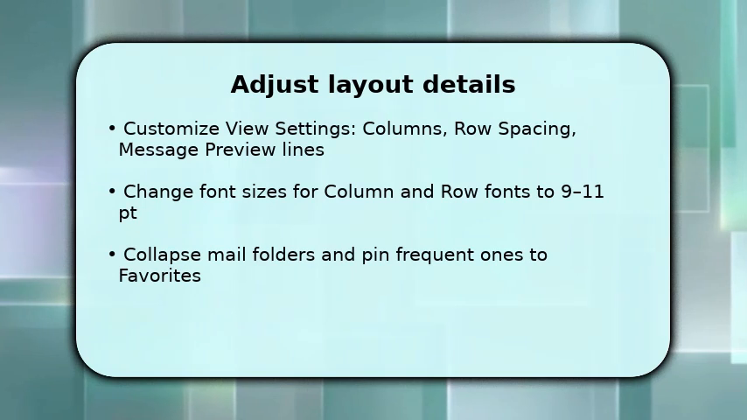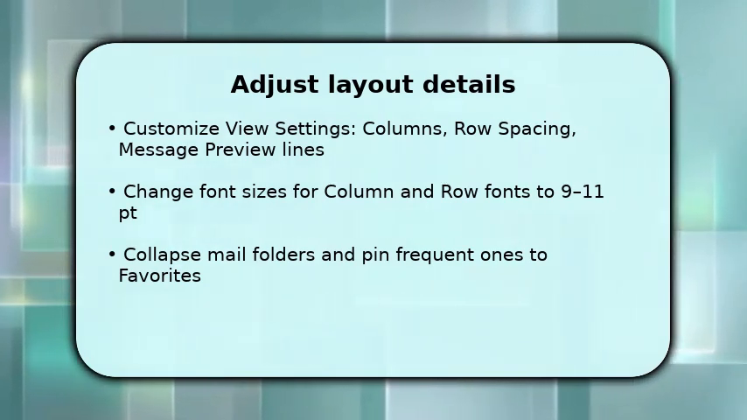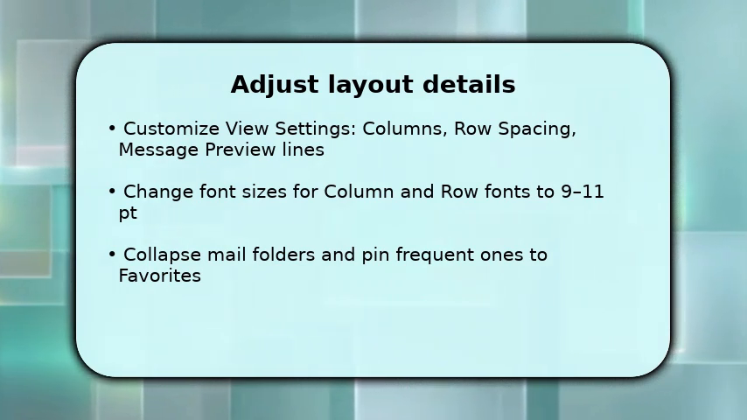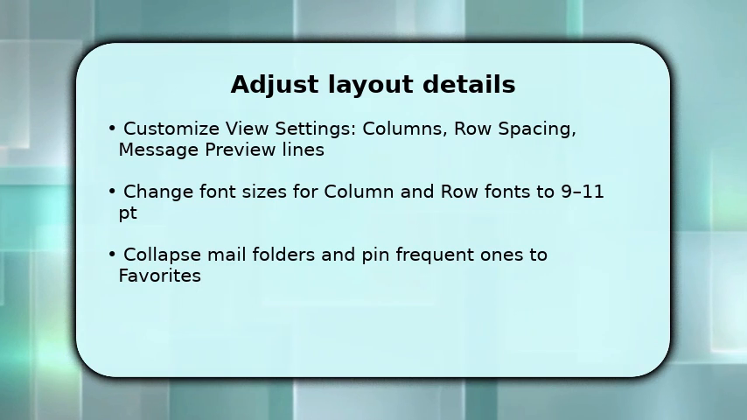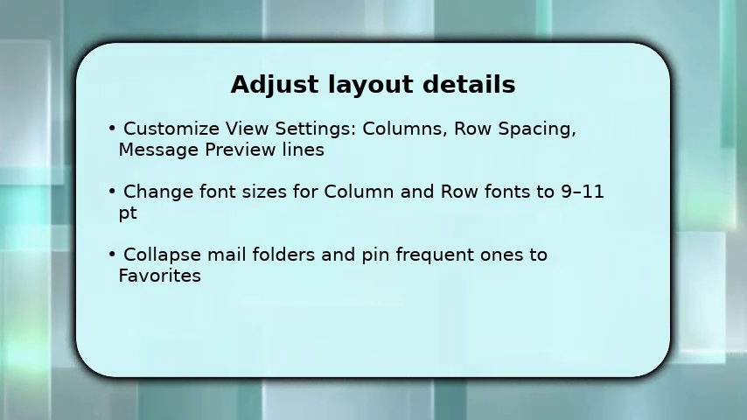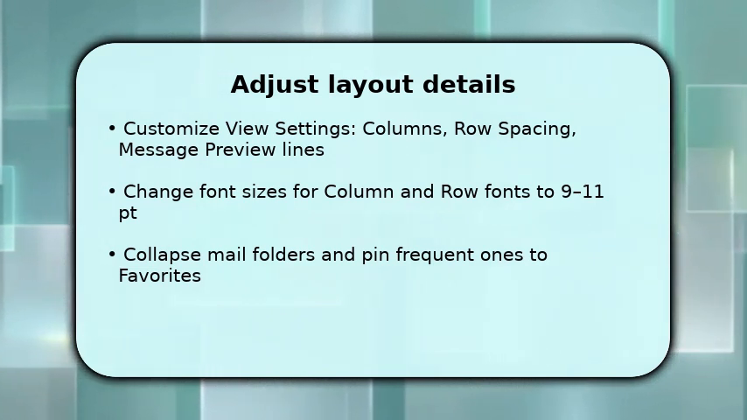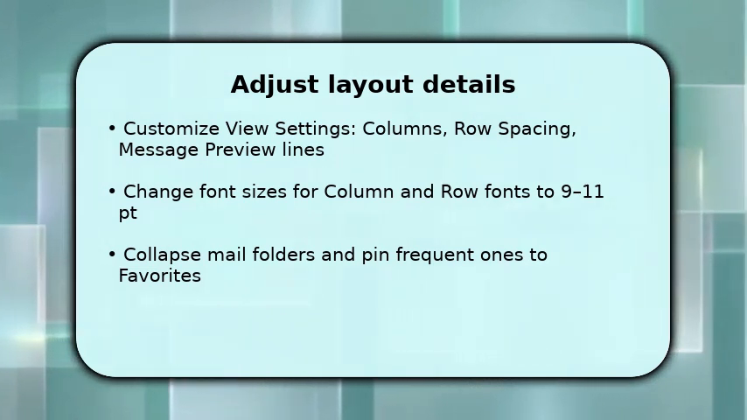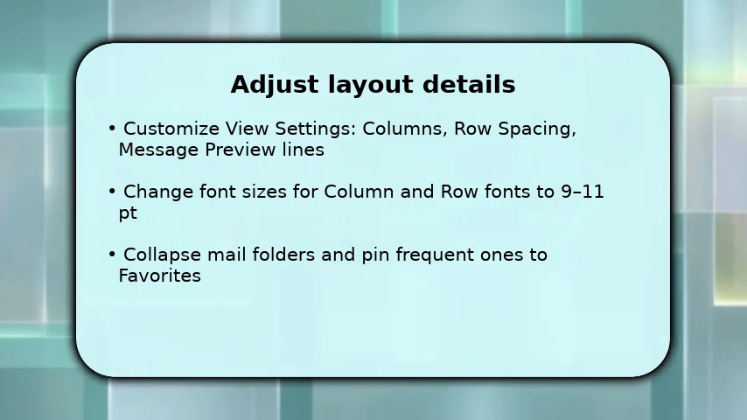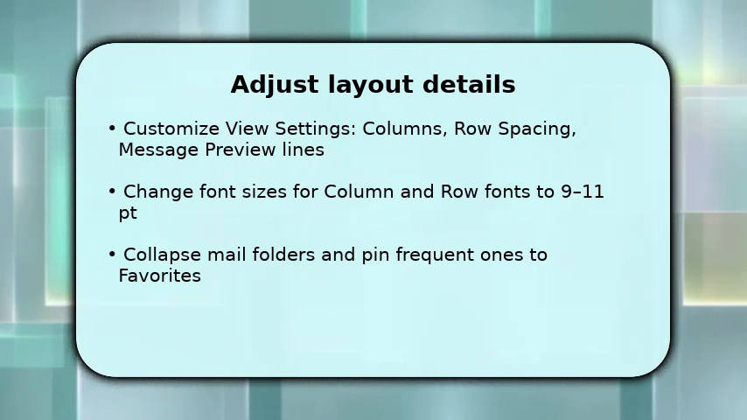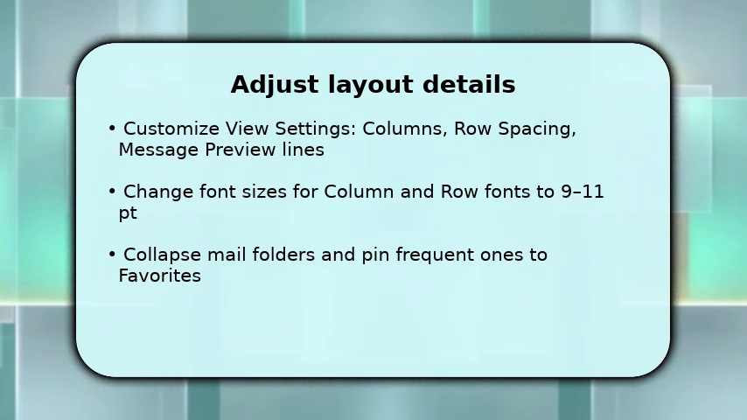Now refine specifics that control perceived size. Open View Settings and reduce row spacing, set message preview to 0 or 1 line, and remove unnecessary columns so each row uses less horizontal room. Change column and row font sizes to 9–11 points to make lists denser without losing readability. Collapse folder groups and pin a small set to favorites so folder navigation stays compact. These steps shrink both vertical and horizontal footprint while keeping your most used items accessible.